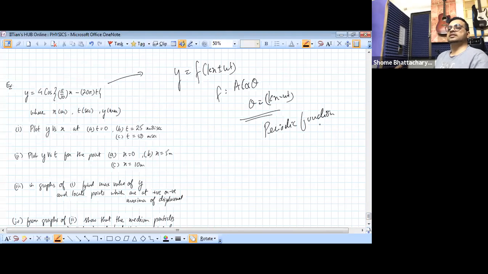Hence, you will see that it is a continuous periodic wave, and that will reflect in both these parts when you work them out.